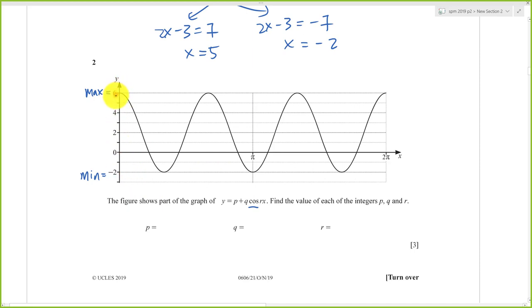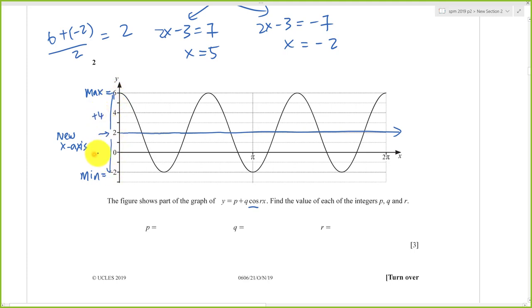So I want to find the middle value first. You take 6 plus negative 2, divided by 2, and you will get 2. So this is the middle one. I will assume this one is my new x-axis, because my x-axis is supposed to be here. If this is the new x-axis, I can get my amplitude, which is my Q value. From 2 here, I plus 4 units, I minus 4 units. Do you see that? Therefore my Q value will be 4, because the Q value is my amplitude.